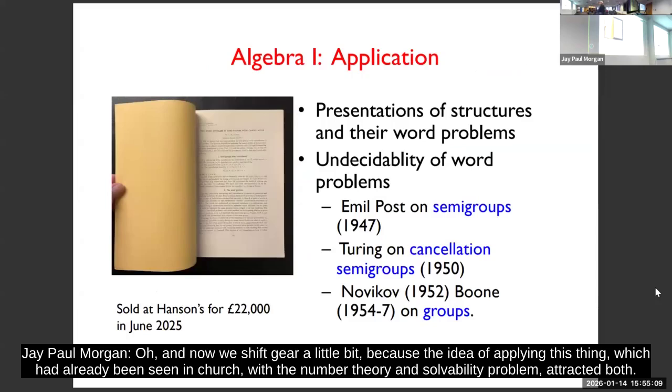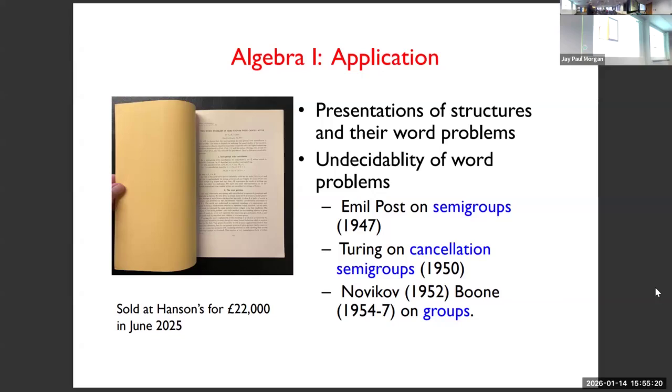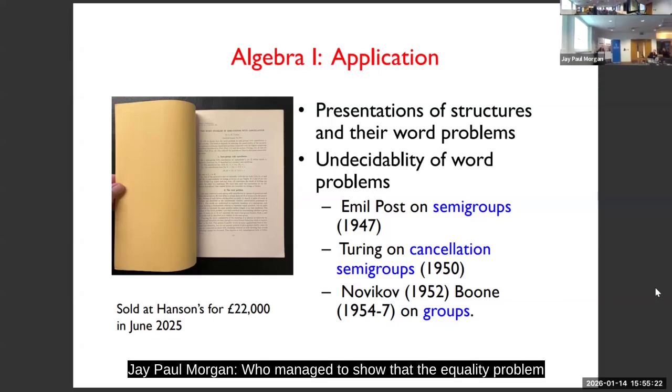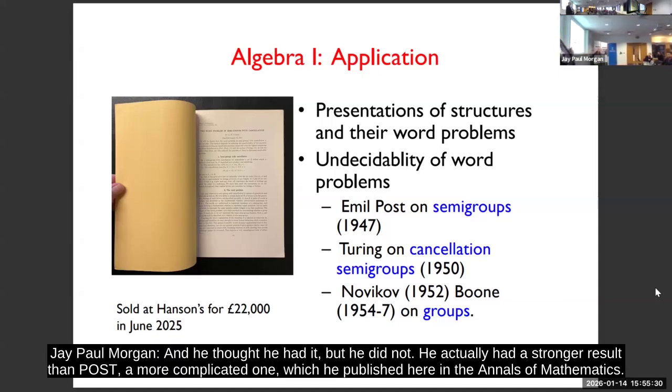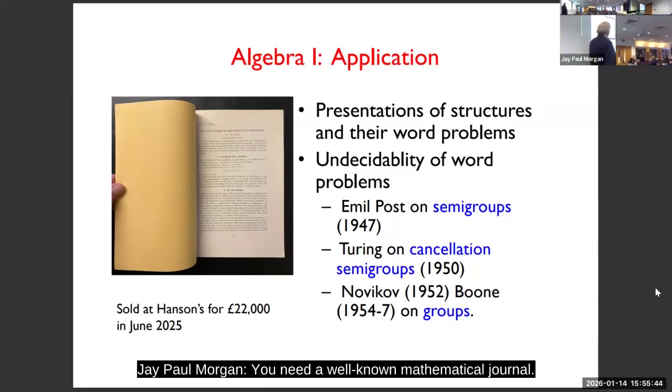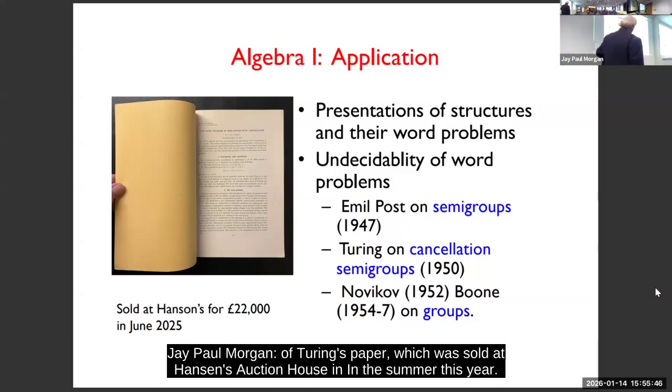But of course, now we shift gear a little bit, because the idea of applying this, which had already been seen in Church with the number theory and solvability problem, attracted Post, who managed to show that the equality problem for semigroups was undecidable. And that got Turing interested in the word problem for groups. He thought he had it, but he did not. He actually had a stronger result than Post, a more complicated one, which he published in the Annals of Mathematics, the well-known mathematical journal.